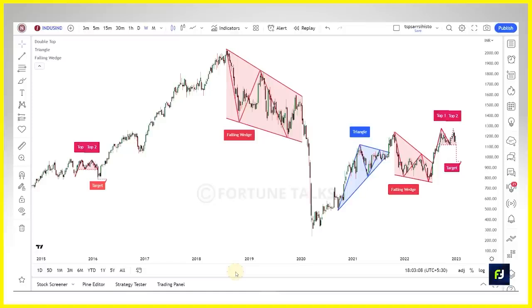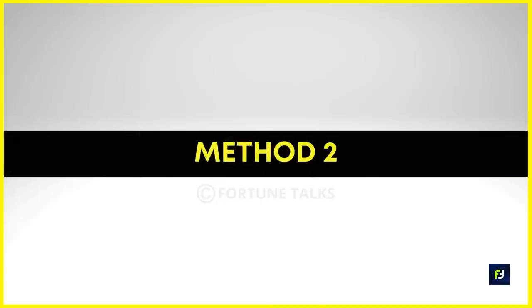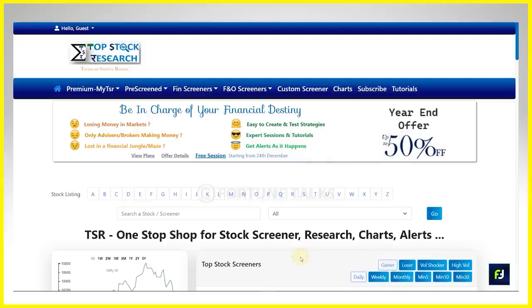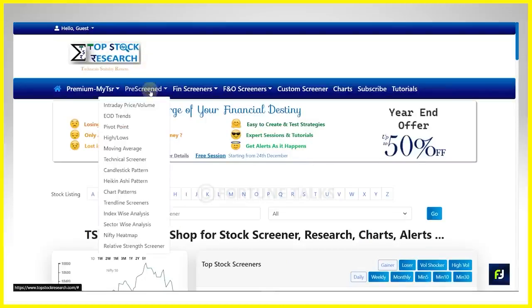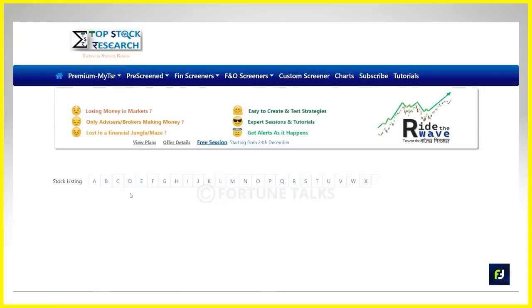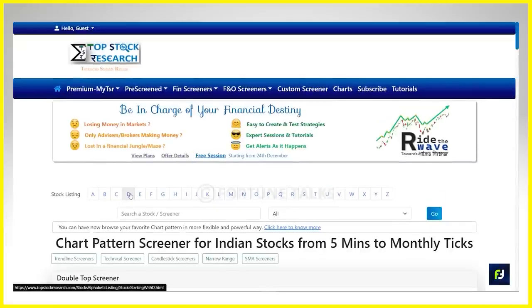Now one of the great contenders for this spot is our method number 2, which is the Top Stock Research Pattern Scanner. This is an automatic screener that looks for chart patterns. Once you're in the website, go to the option that says Pre-screened and a drop-down menu appears. From the drop-down, select Chart Patterns. This will take you to the chart pattern screens.